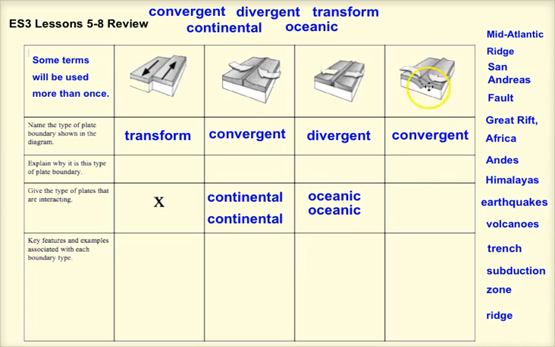Now, when we look at this last one right here, you see that is one plate subducting underneath another. So in order for that to happen, the best answer you can have is oceanic, continental. Now, some people, if you put oceanic, oceanic, you're also correct. Because if two oceanic plates collide, one will subduct underneath the other plate.